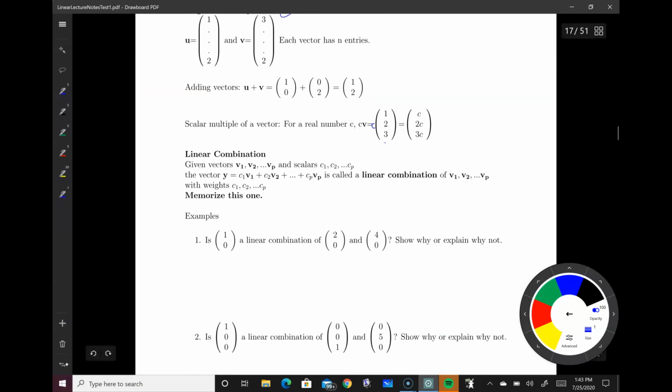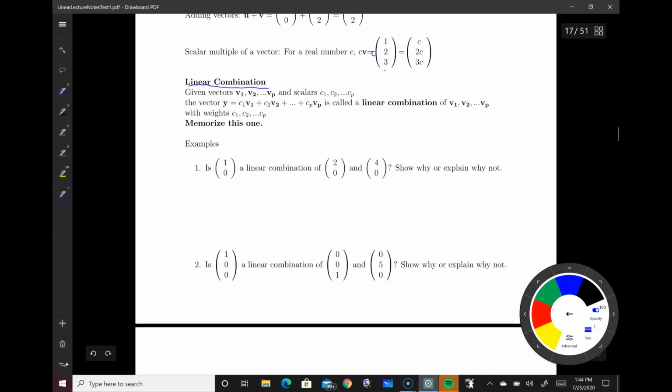All right, so if I have a linear combination, if I have a set of vectors, v1, v2, up to vp, and then a set of scalars, all these different letters c representing numbers, then the vector y can be represented as a number times a vector plus a number times another vector. This is called a linear combination of these vectors with these weights. So all these constants are called weights. This is a really important idea, so we're going to be talking about linear combinations a lot.